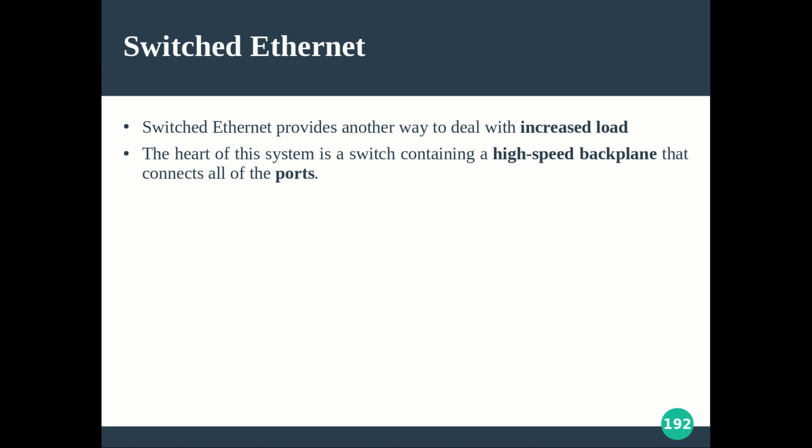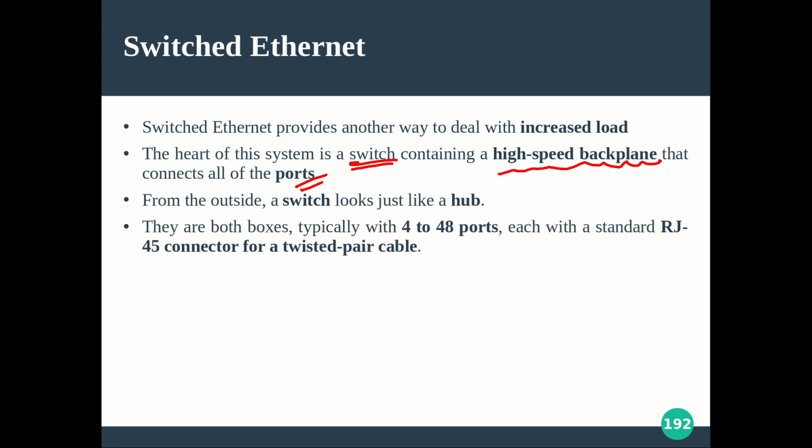So instead of a hub, now we have the data link device called a switch, containing a high speed backbone that connects all of the ports. This high speed backbone network, the mesh based network like what we already saw, is what makes switched Ethernet a robust one. From the outside, a switch looks like a hub only. They are both boxes typically with 4 to 48 ports.